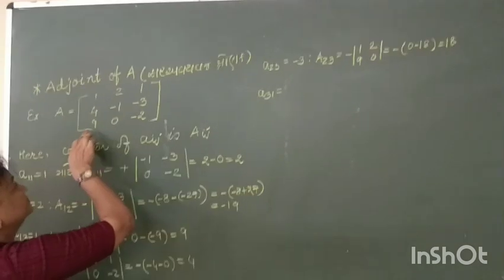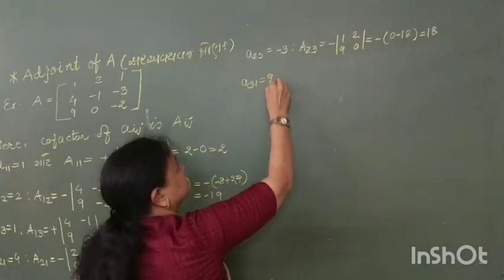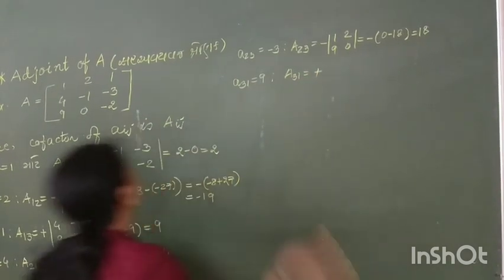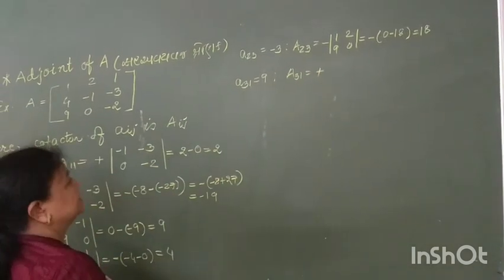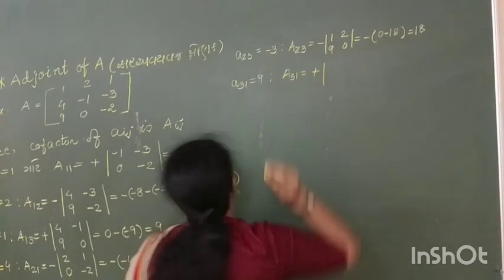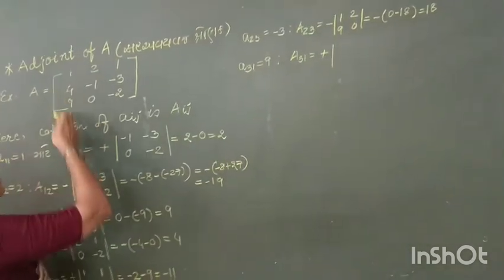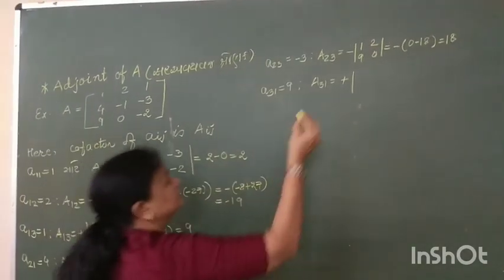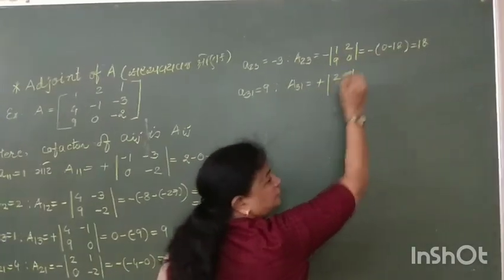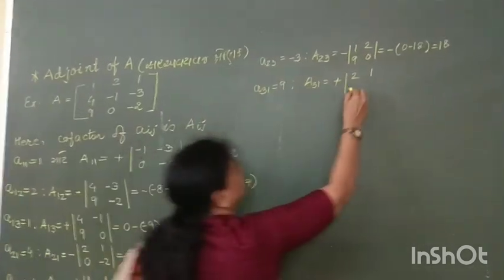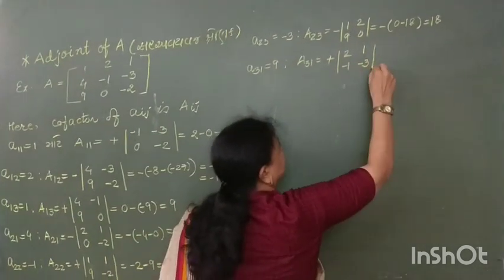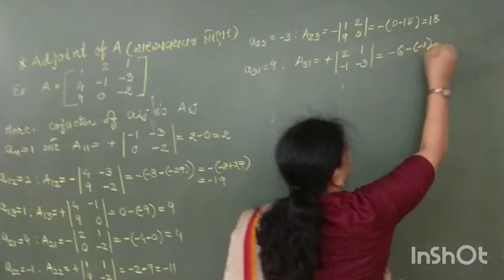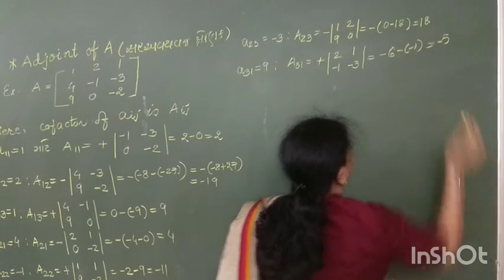A31, that is 9. A31, finally its sign is plus. Here we remove the first column and third row, and the remaining entries are 2, 1, -1, -3. That is -6 minus -1, which is -5.